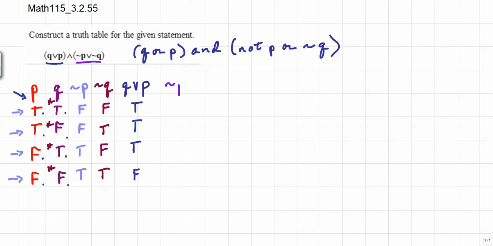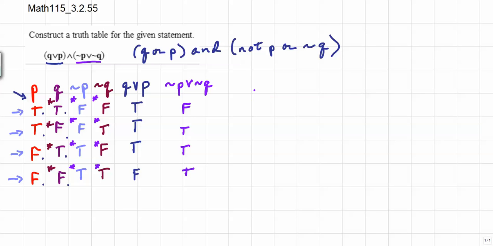So once again, one or both of these expressions will have to be true in order for the whole expression to be true. So we have not P or not Q. So here's not P or not Q. They're both false, so this is going to be false. Here this is false and this is true, so this will be a true statement. This is true, this is false, so this will be a true statement. And both of these are in fact true, so this will be a true statement.